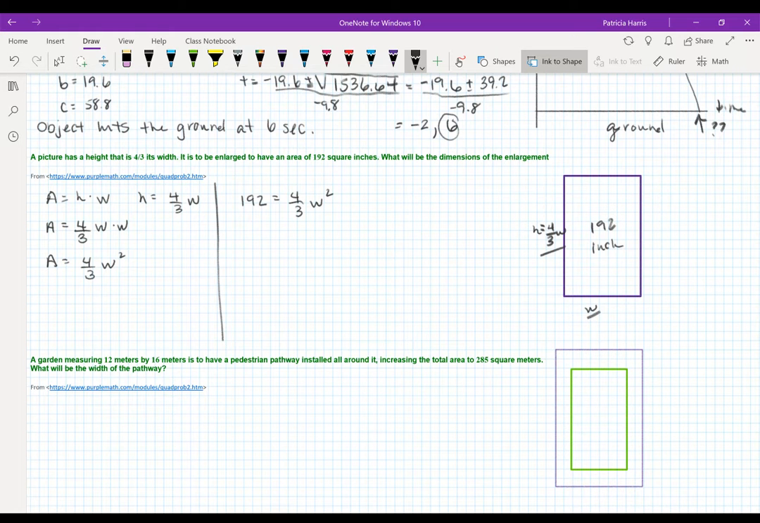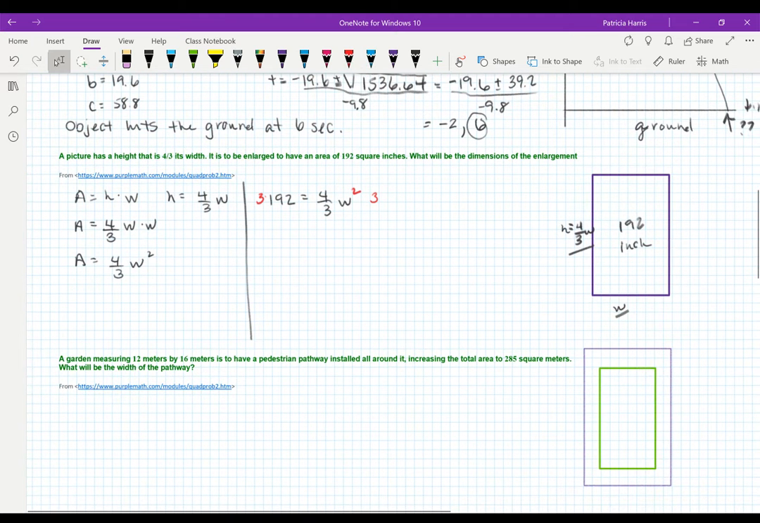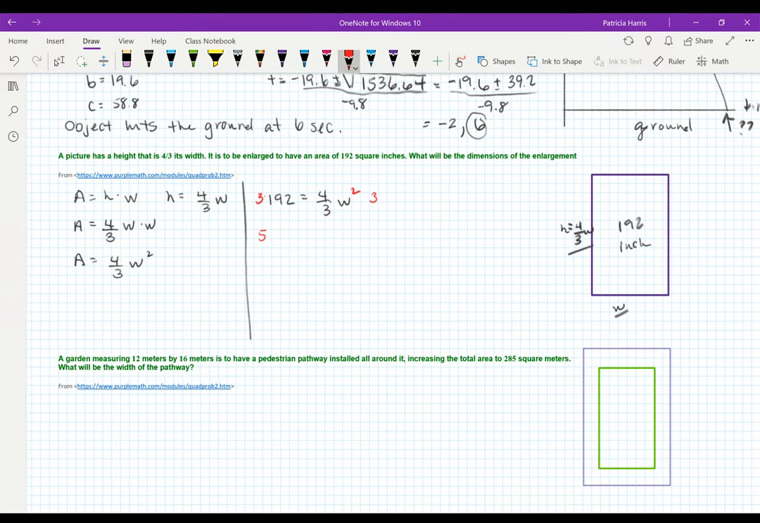Okay, so I'm going to solve that for w squared by multiplying each side by 3. Okay, so 3 times 192, 576. Oops. Divide by 4. I get 144.